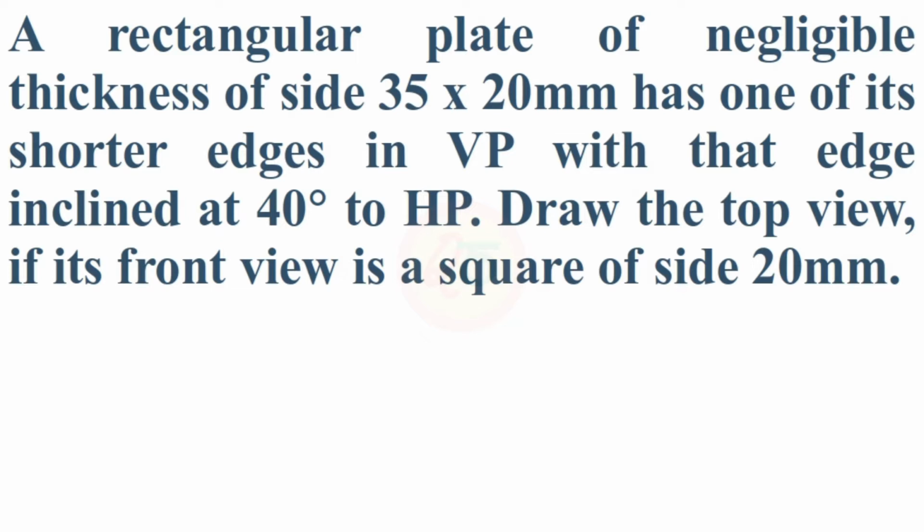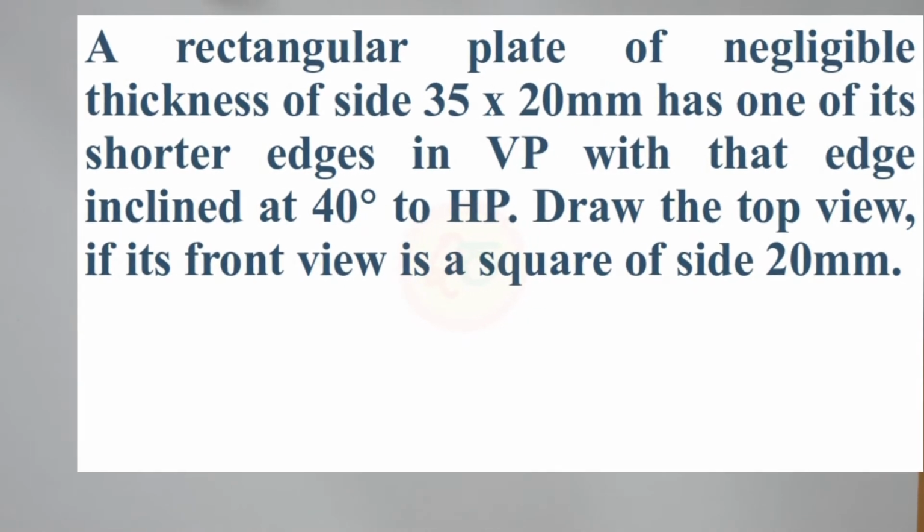In today's session, we'll look into a rectangular plate with a slightly different condition than the previous one. The problem statement is as follows. A rectangular plate of negligible thickness of size 35 by 20 mm has one of its shorter edges in VP with that edge inclined at 40 degrees to HP. Draw the top view if its front view is a square of side 20 mm.